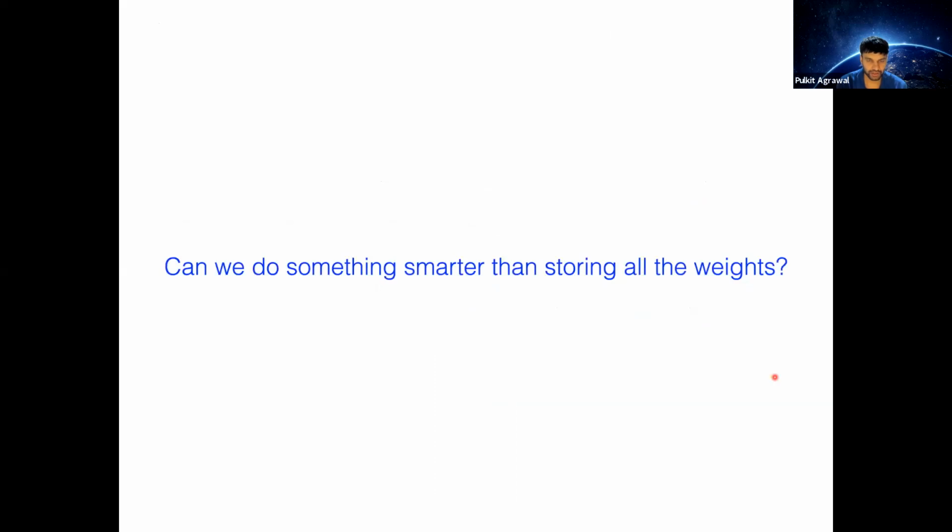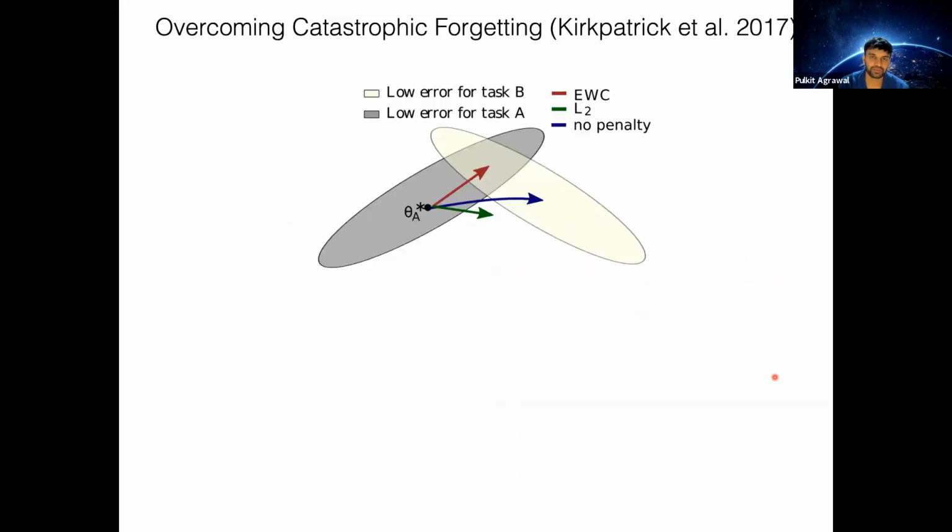Okay, so can we do something smarter than storing all the weights? This question has inspired a bunch of work. One popular method which came out was EWC. Now let me explain what this is doing.